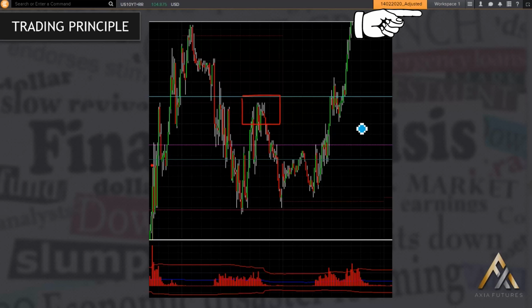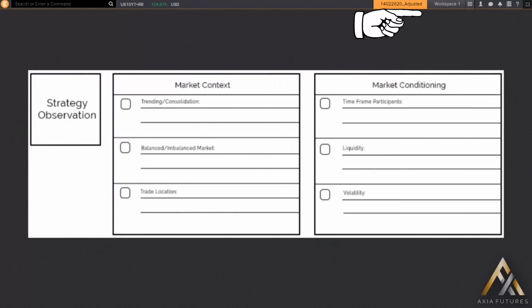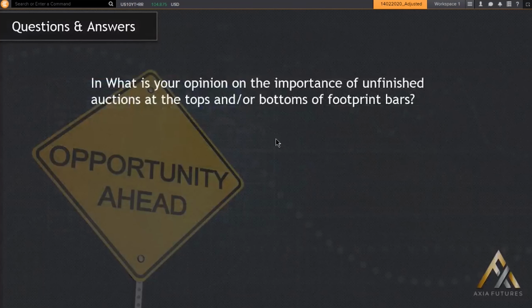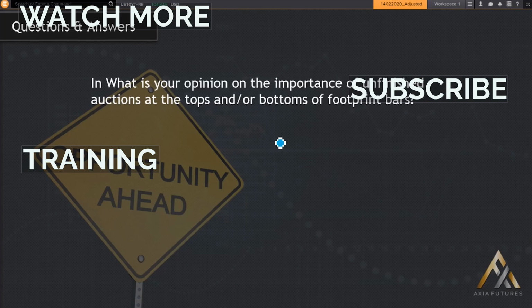Now, I got a question this week from one of the members. What is your opinion on the importance of unfinished auctions at tops and or bottoms of footprint bars? The footprint is obviously a tool, and to make this a more generic explanation or a principle, I'm actually going to show you what an imbalance looks like on a candlestick, and obviously you can relate that to the footprint, you can relate it to the market profile, you can relate it to whatever tool you want. The concept and the principle is one and the same.